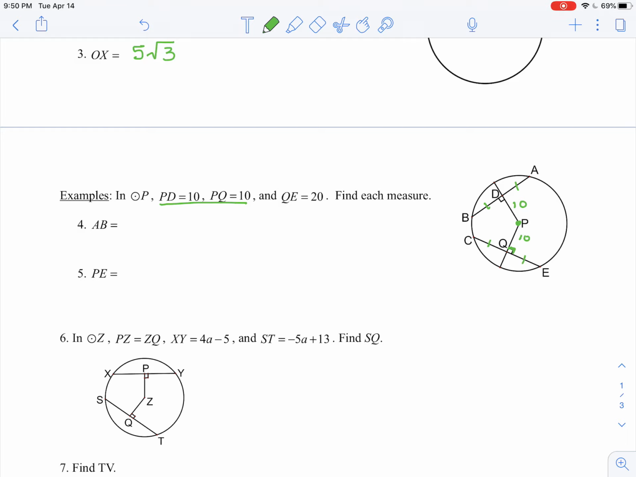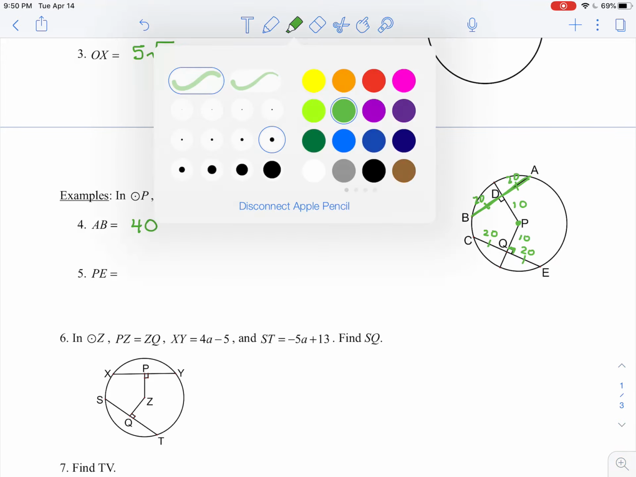It also says QE is 20 units long. So now I know QE is 20, QC is 20, AD is 20, and DB is 20. So question number 4 says find the length of AB. So AB, the entire thing, 20 plus 20 must be 40.